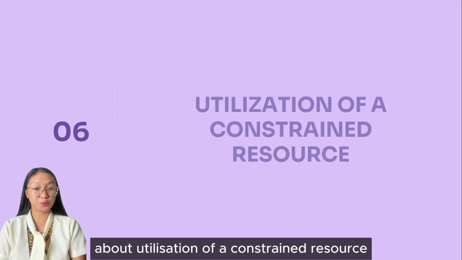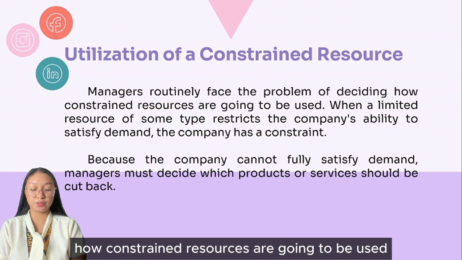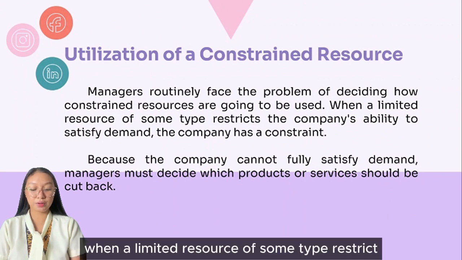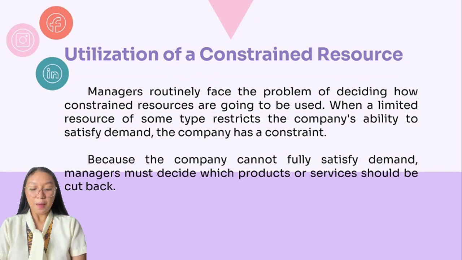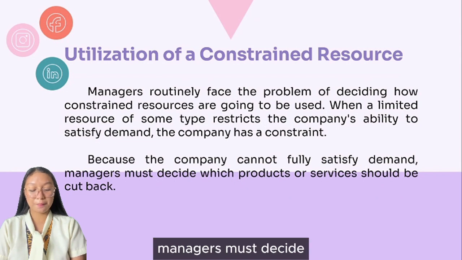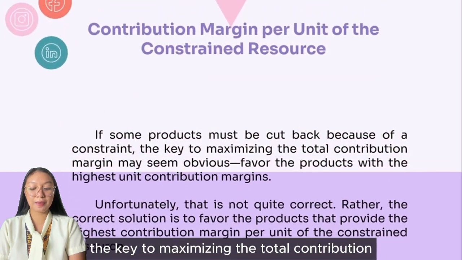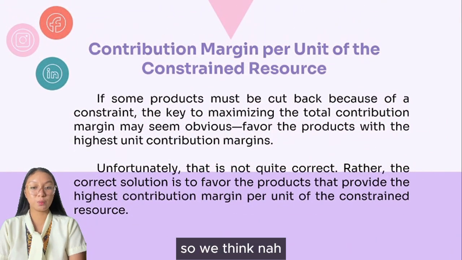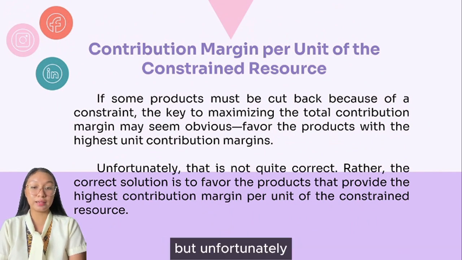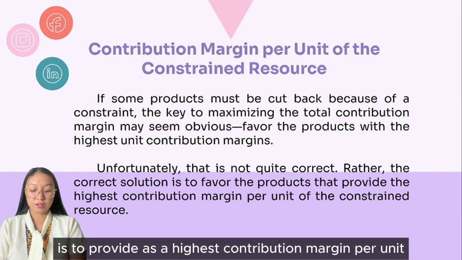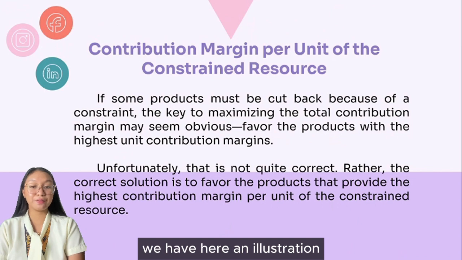Utilization of a constrained resource. Managers routinely face the problem of deciding how constrained resources are going to be used. When a limited resource of some type restricts the company's ability to satisfy the demand, the company has a constraint. Because a company cannot fully satisfy demand, managers must decide which products or services should be cut back. The key to maximizing the total contribution may seem obvious. So we think it will favor the products with the highest unit contribution margin, but unfortunately, the correct solution is to provide the highest contribution margin per unit of the constrained resource. For a better understanding, we have here an illustration.